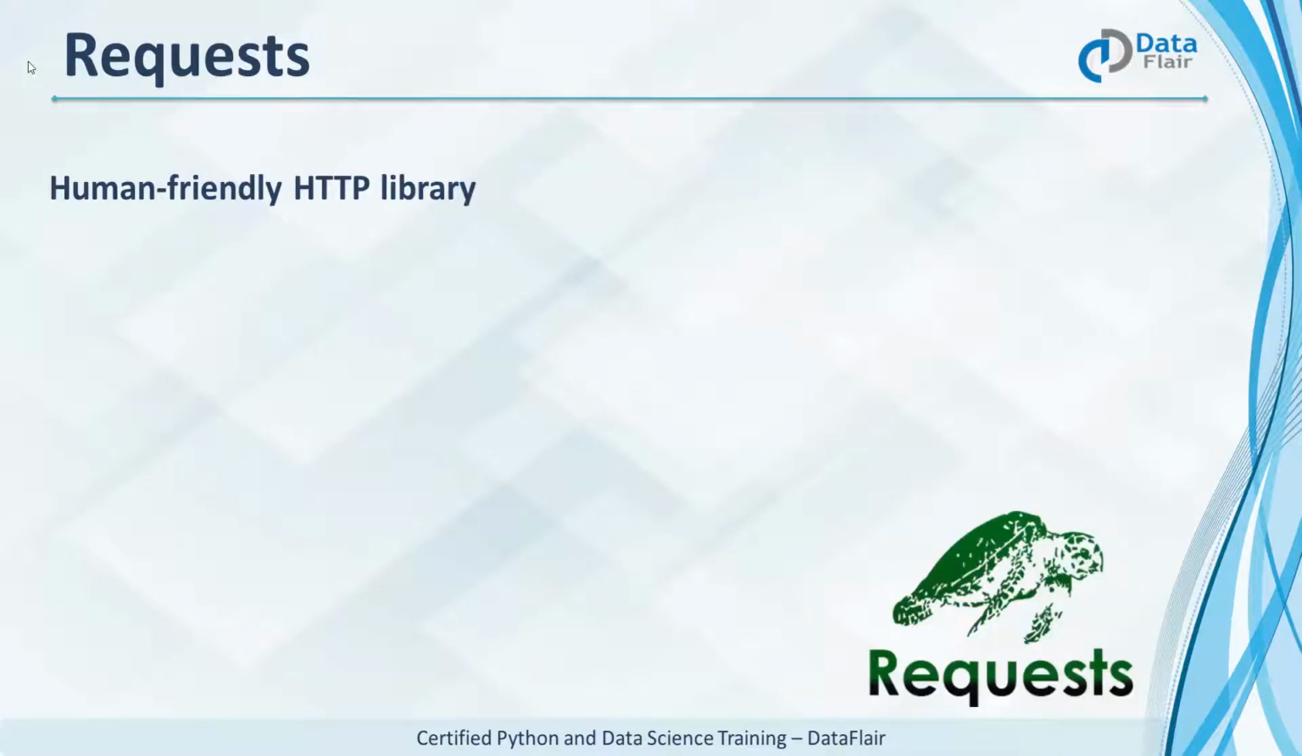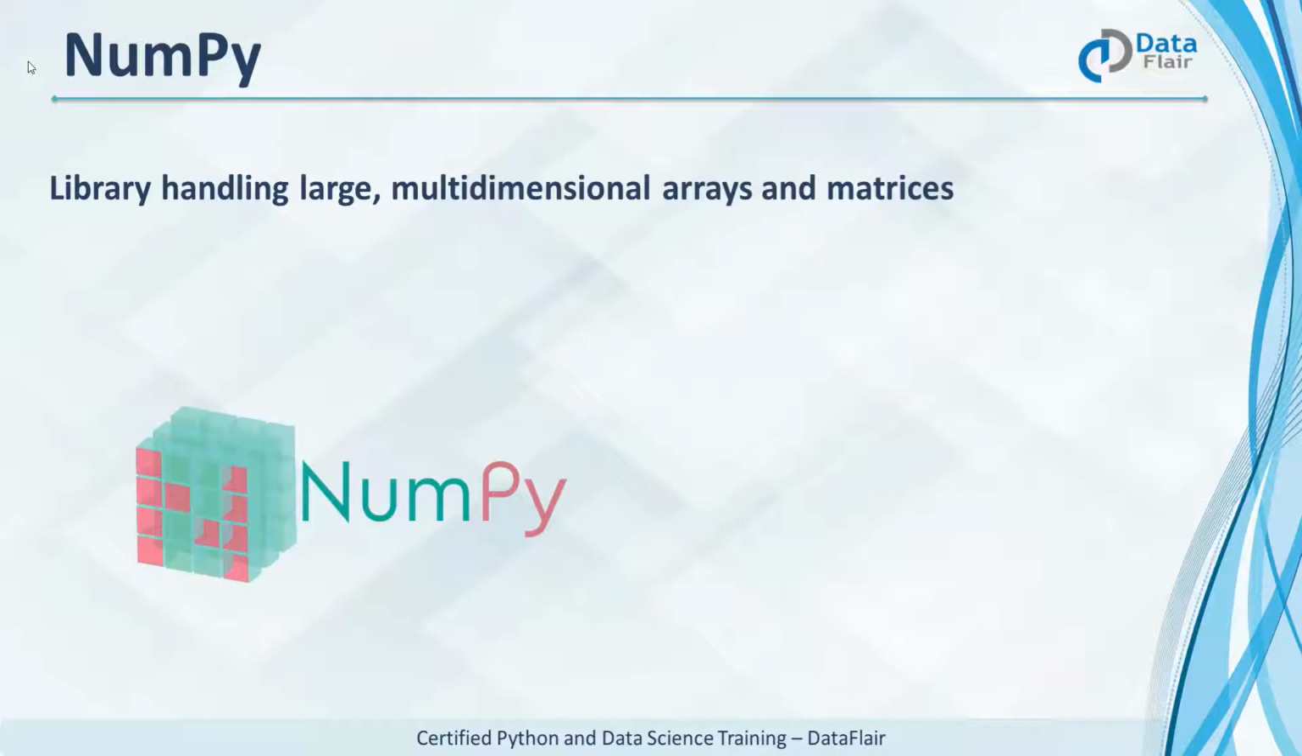Requests is a human-friendly HTTP library for Python. It makes HTTP requests simpler and removes the need to manually add query strings or form encode post data. NumPy is a Python library that handles large multi-dimensional arrays and has a number of high-level mathematical functions that operate on these arrays.